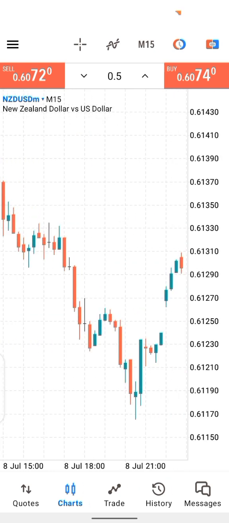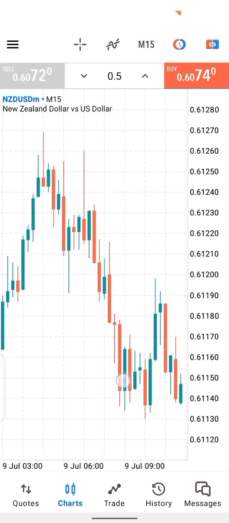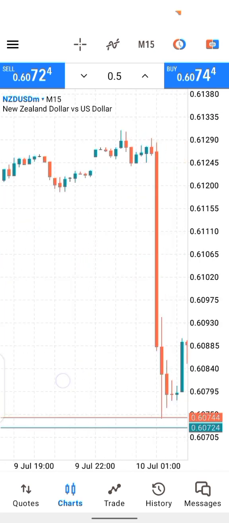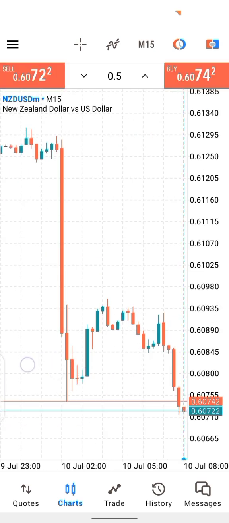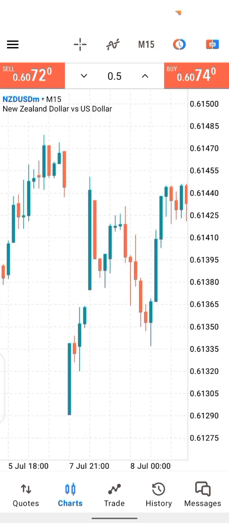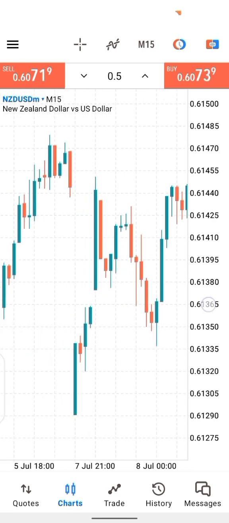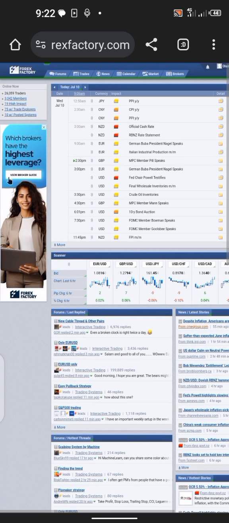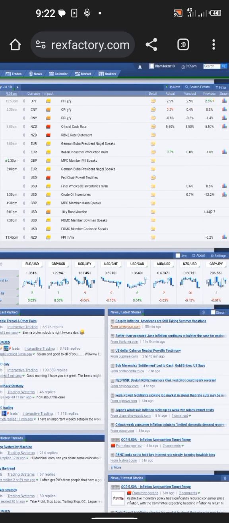I prefer trading after the release, because there are so many opportunities after the release of news, more than risking yourself during the news. So let's now talk about fundamental analysis in forex trading.